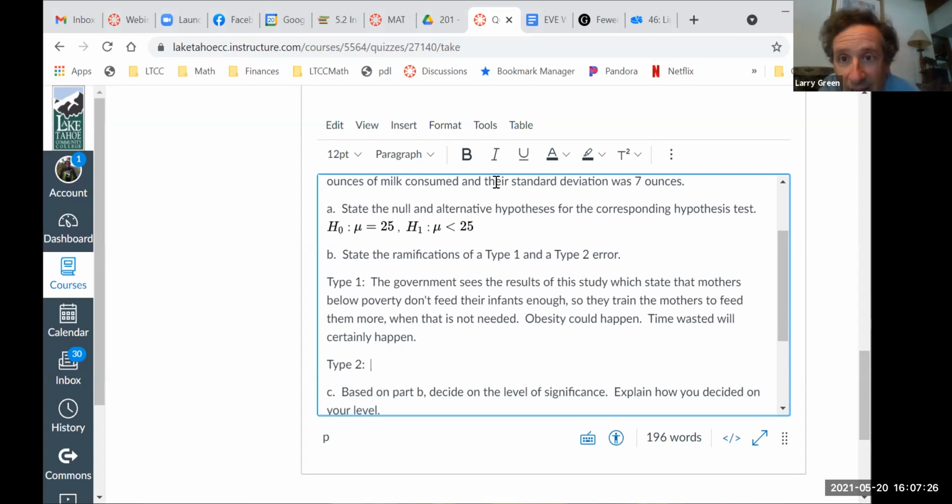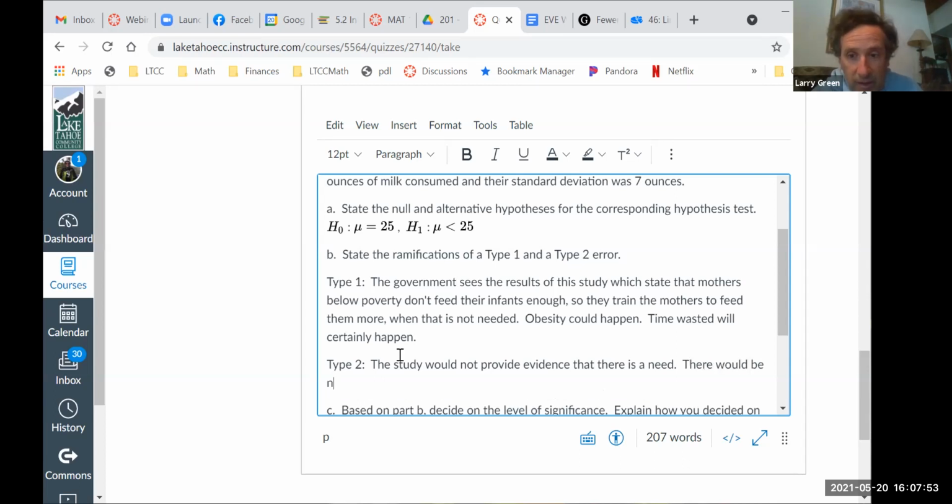Okay, think about less action being taken. Yeah, there wouldn't be action taken. So what would happen is the study would not provide evidence that there is a need. So there'll be no assistance offered. No assistance, such as education, for the mothers. Okay, and the babies will be malnourished.